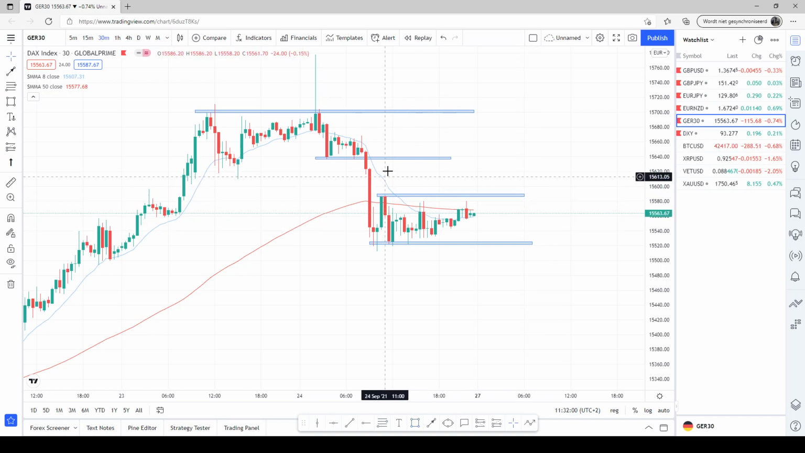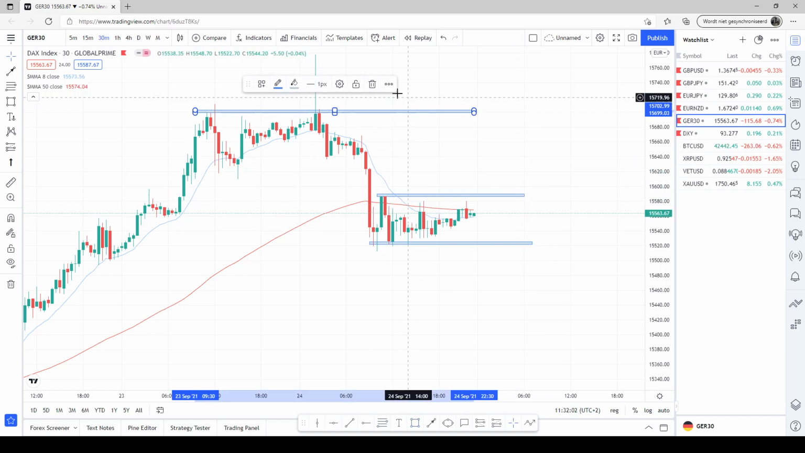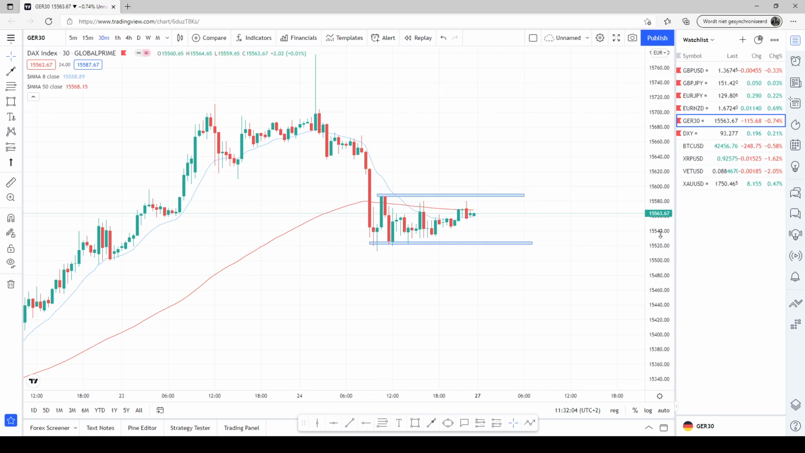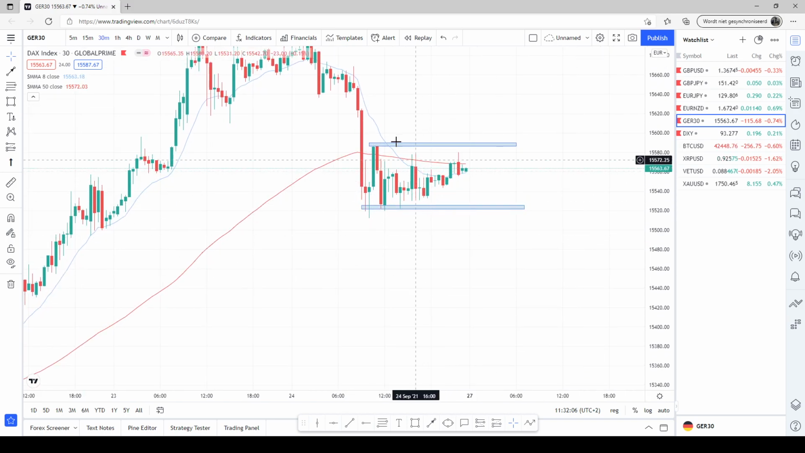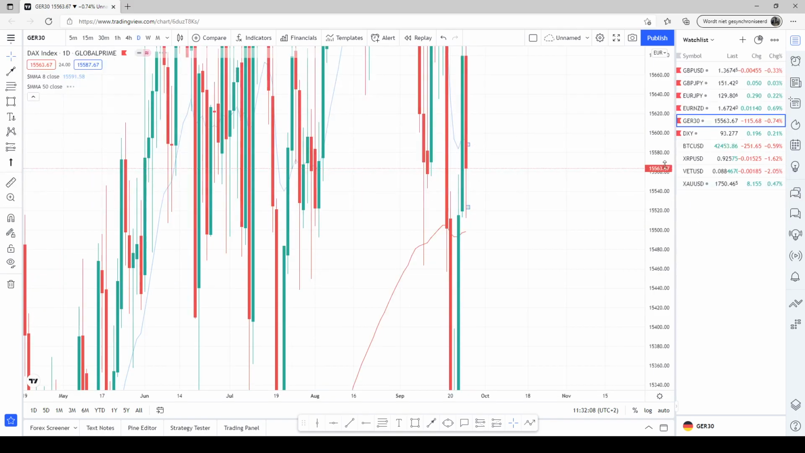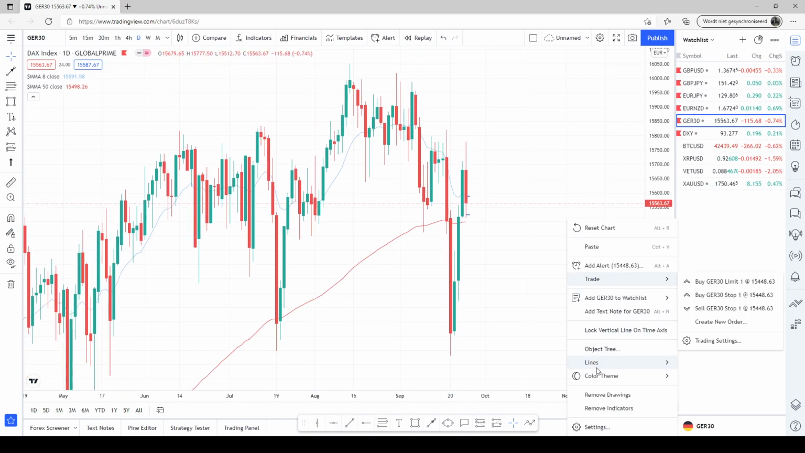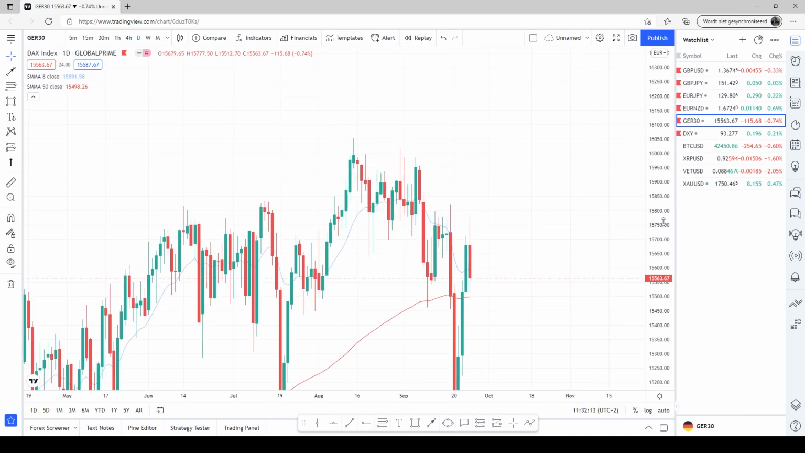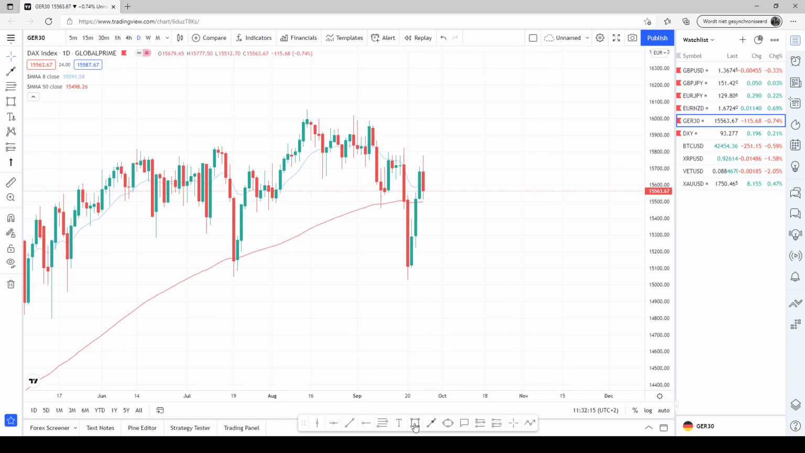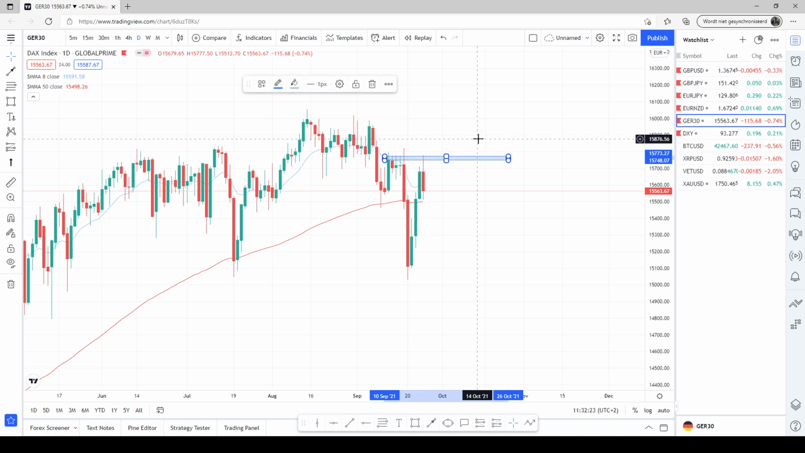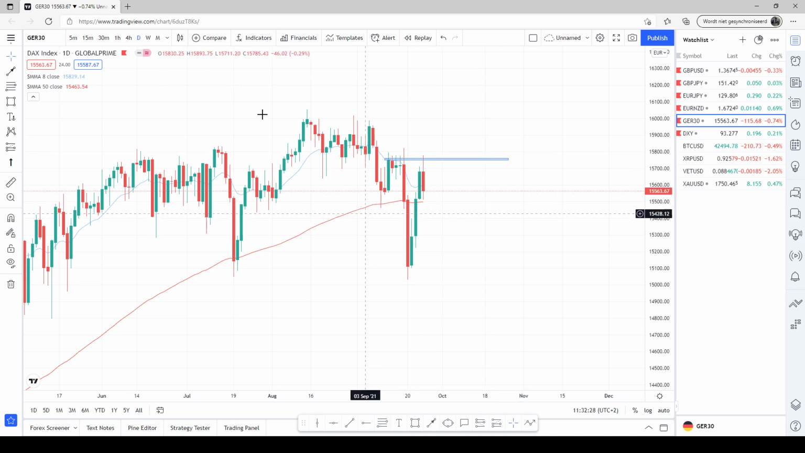Okay, so we have the zone over here. Let me clean this one up because it's not relevant anymore. Sorry. Let's start at the daily time frame. Remove drawings. So let me see. We have this zone, which price could reach next week. It's the only reason I draw it on a daily time frame. And that's it for me.